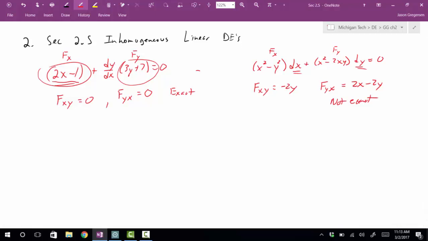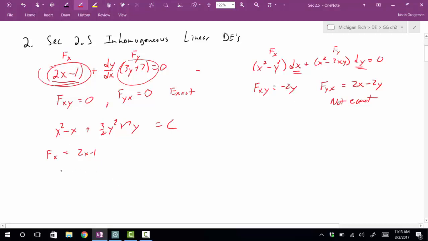So if we're really doing it that way, I'm integrating the first piece with respect to x. I get x squared minus x. I integrate the other piece over here. I get 3 halves y squared plus 7y. There are no common terms here. Really go like that. The more formal process is to say, okay, f sub x is equal to 2x minus 1.